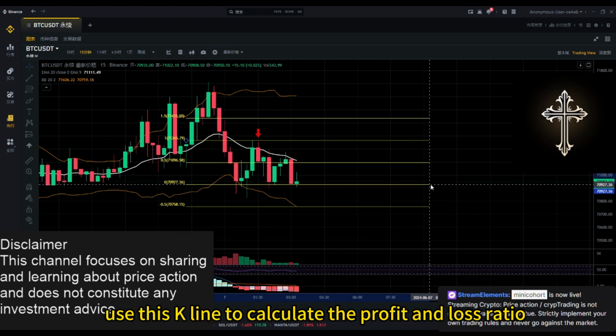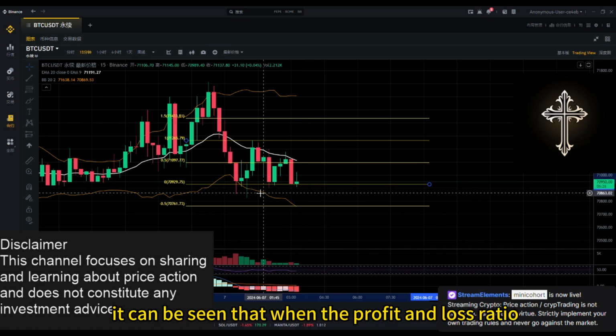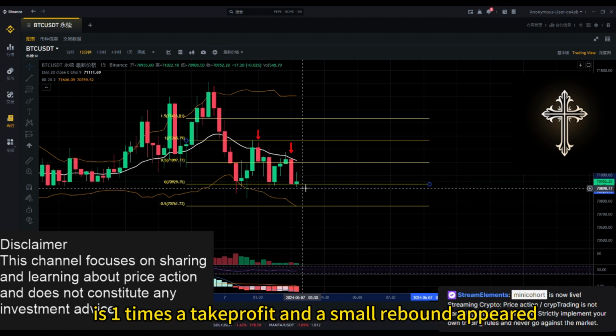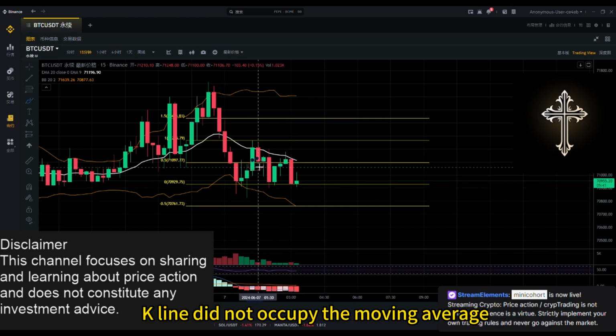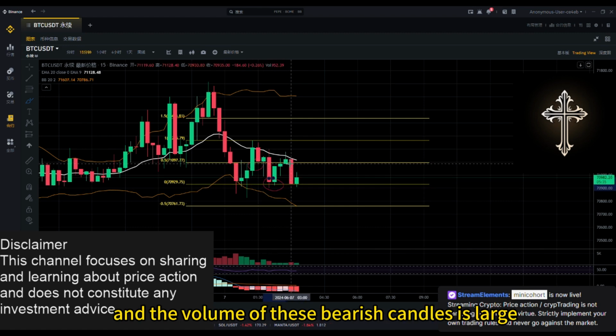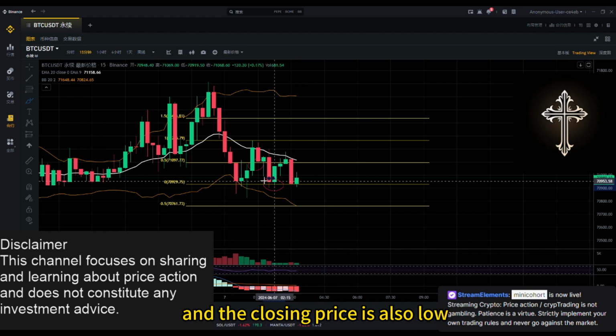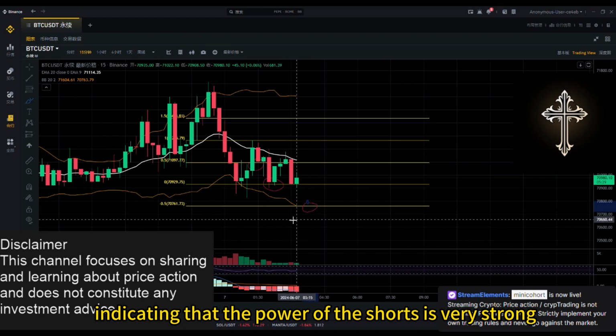Use this K-line to calculate the profit and loss ratio. It can be seen that when the profit and loss ratio is 1 times, a take profit and a small rebound appeared, but the subsequent K-line did not occupy the moving average. These K-lines are all good short selling signals, and the volume of these bearish candles is large, and the closing price is also low, indicating that the power of the shorts is very strong.